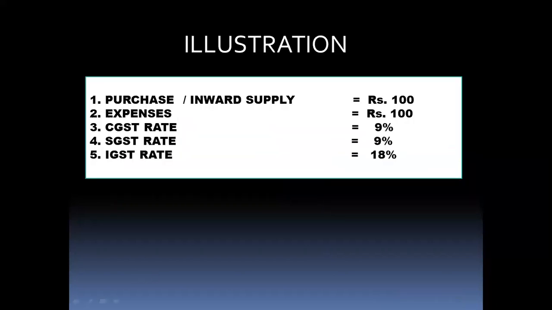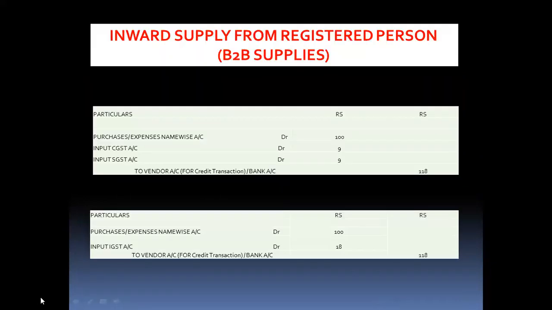Let's consider one hypothetical example for understanding purpose. Let's say purchase or inward supply is of rupees 100. Expense is rupees 100 and the CGST and SGST rates are 9% each and IGST rate is 18%. Let's consider the scenario of inward supply from registered person, that is in case of B2B supplies.